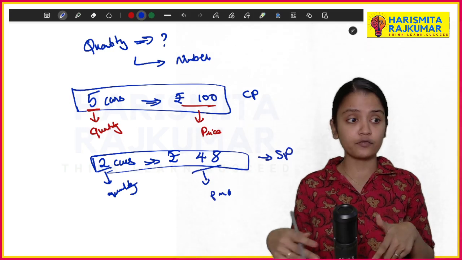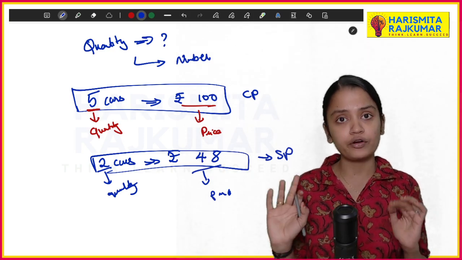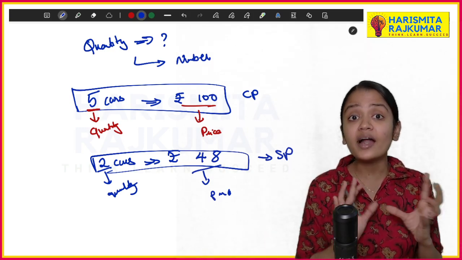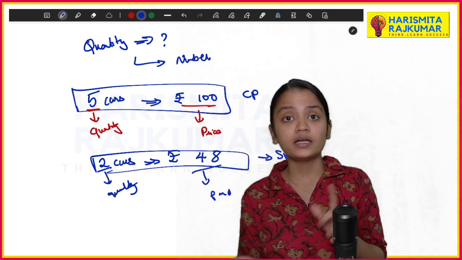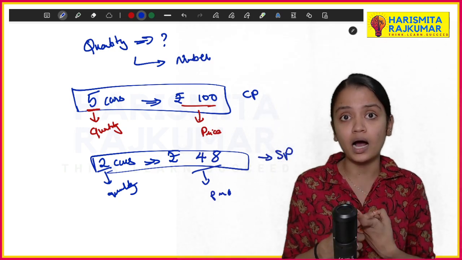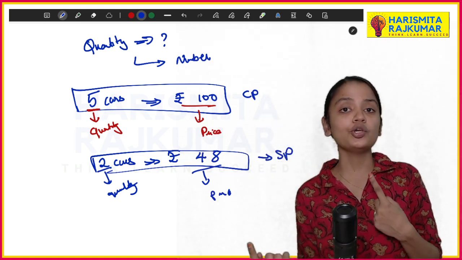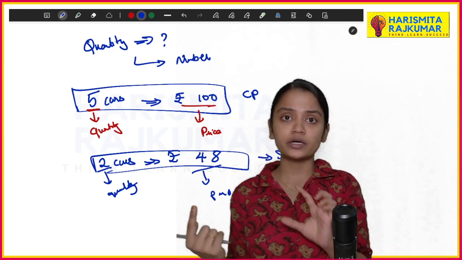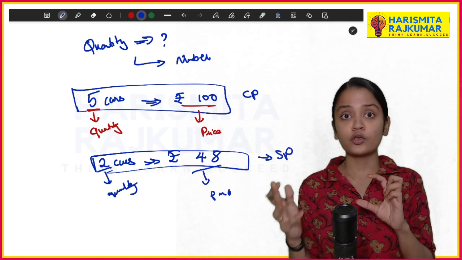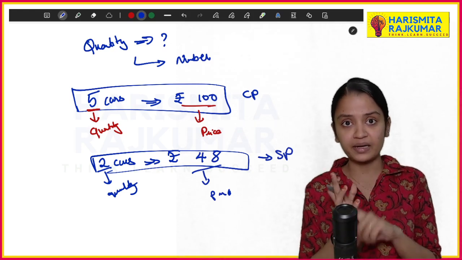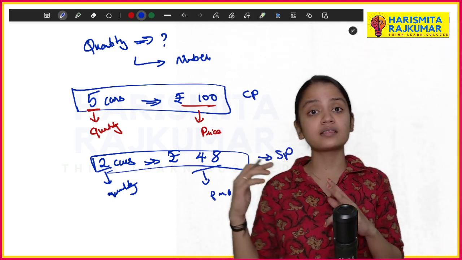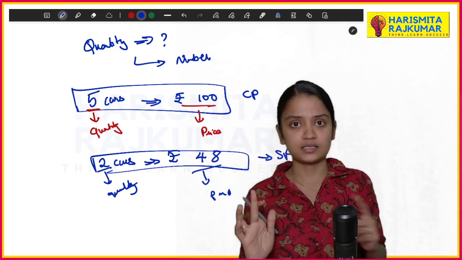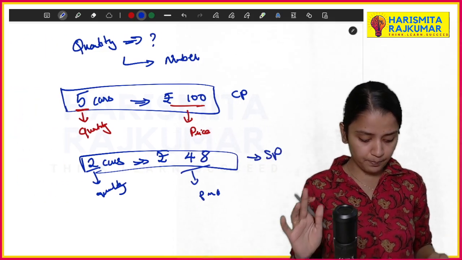But in this kind of question, you can't say whether it is a profit or a loss because the quantity changes. Depending on the quantity, you have to find the rupees per car. You have to find how much you bought per car, and only after finding that, compare it with the per car selling rupees. So this is the basic thing.